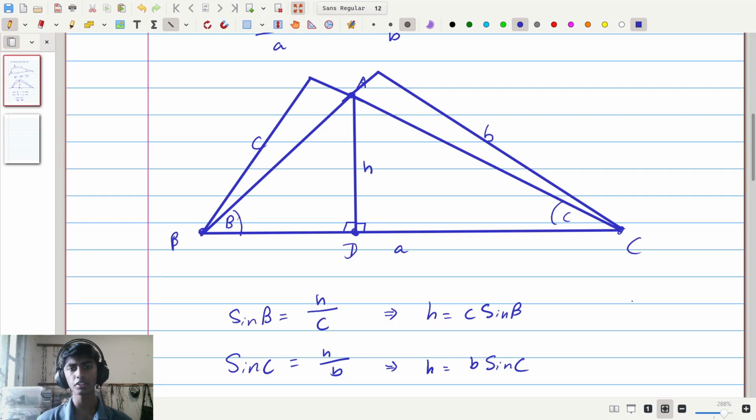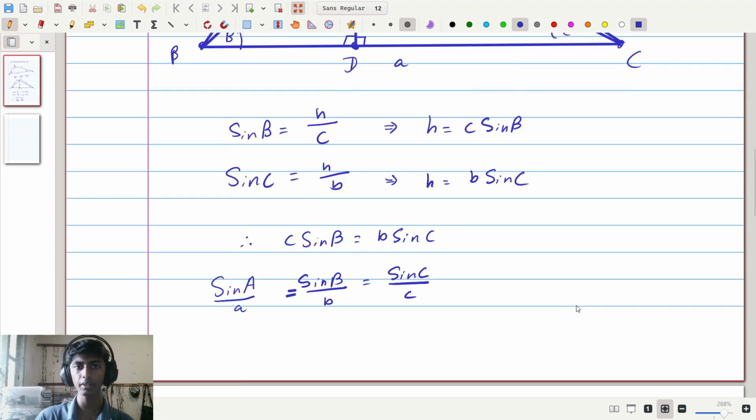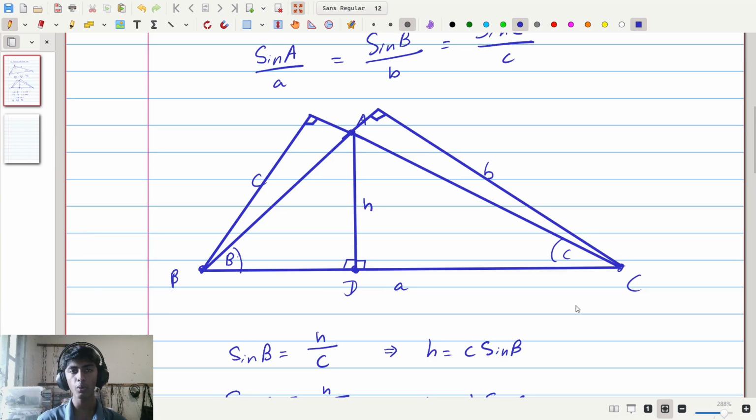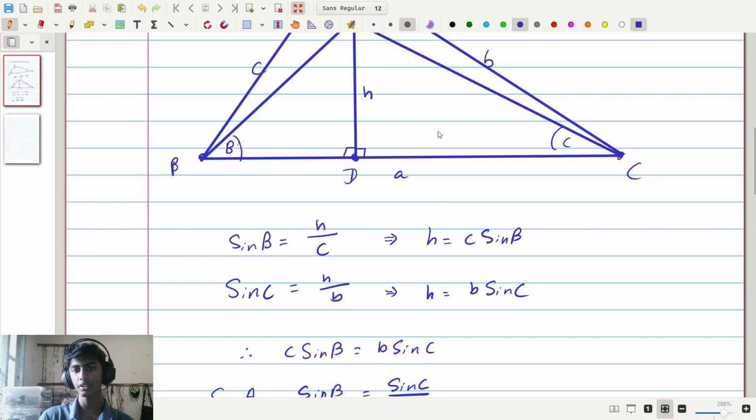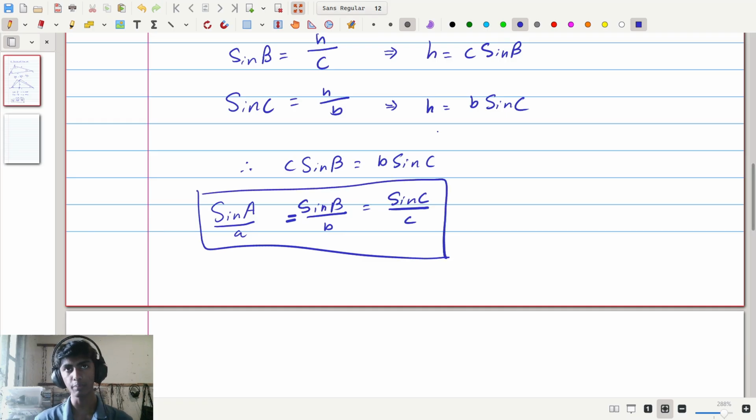Using this, without loss of generality, this is 90 degrees here, and this is also 90 degrees. Using this method, we can find that sine b divided by b and sine c divided by c are also equal to sine a divided by a. I will not be going over that one, but it's done in the exact same way that we found that sine b divided by b is equal to sine c divided by c. So by constructing the other two, we can see that this is also true, and therefore sine a divided by a is equal to sine b divided by b is equal to sine c divided by c.